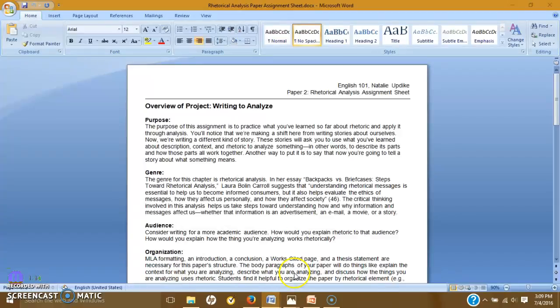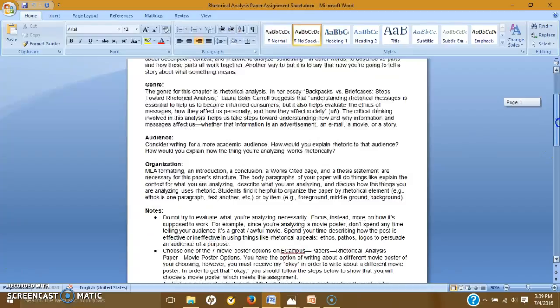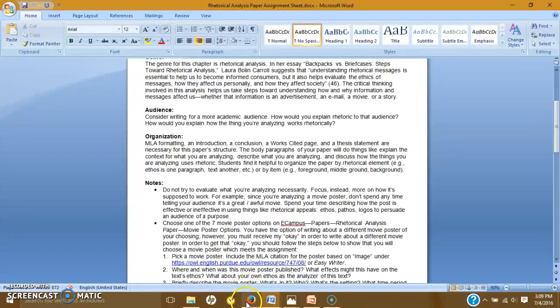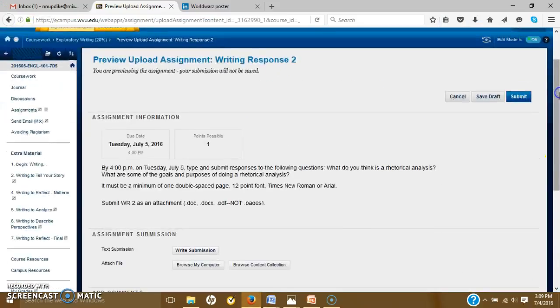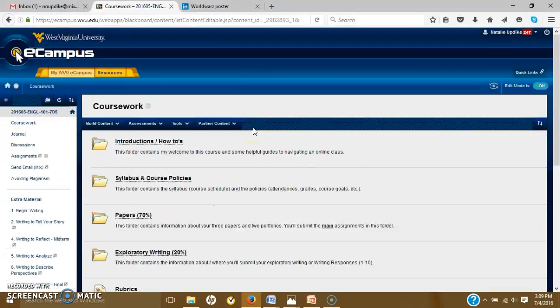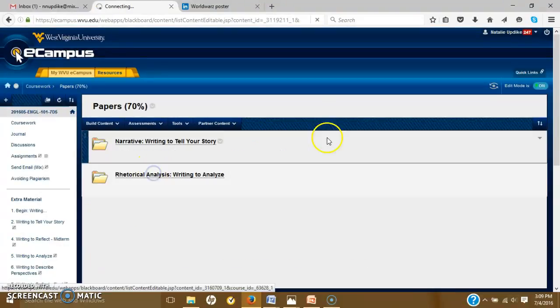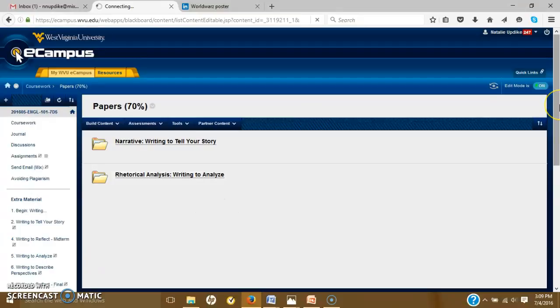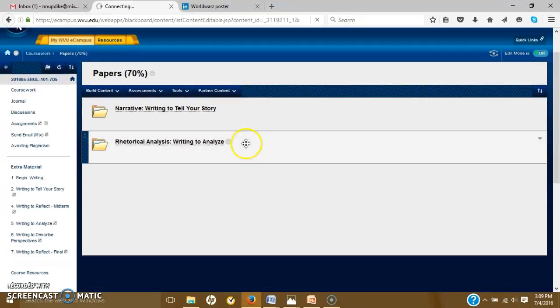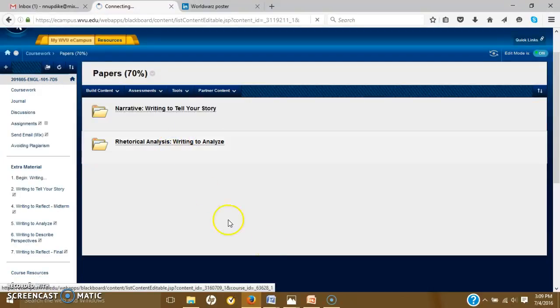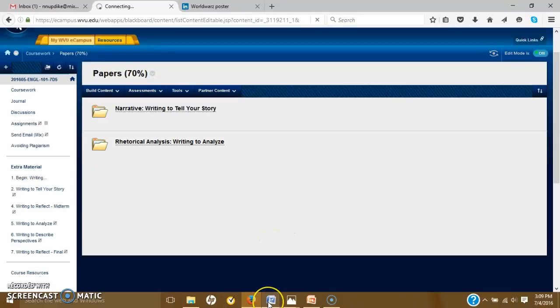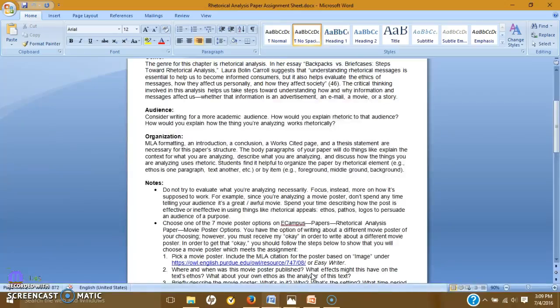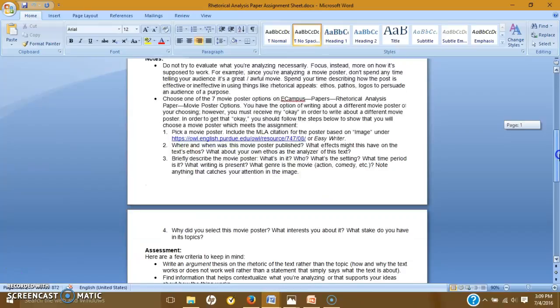So let's go ahead and just refresh our memories. What are those 9 rhetorical elements? This is the assignment sheet, which you can access in coursework and papers, like all of the documents for each unit. All the readings, everything will be under the rhetorical analysis unit, okay? If it ever loads. Okay, well, I already have it pulled up here, so we're just going to look at this one.